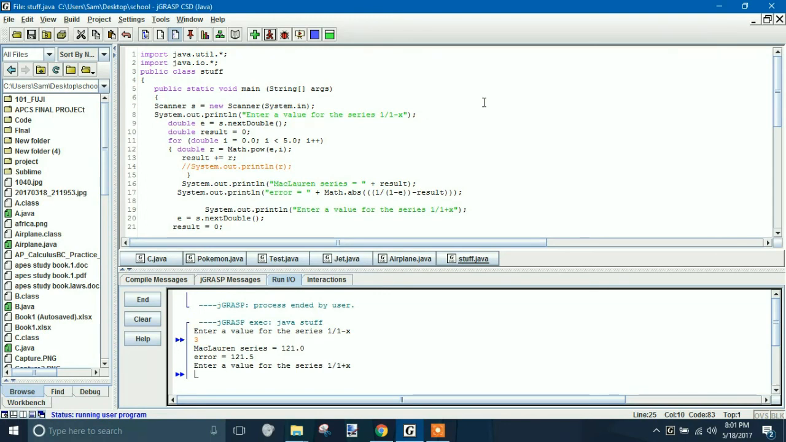Now we're going to try this on a slight variation of the Maclaurin series, the base series, 1 divided by 1 plus x, which you'll recognize to simply be base, where negative x is substituted for x. And we're going to try 3 again.